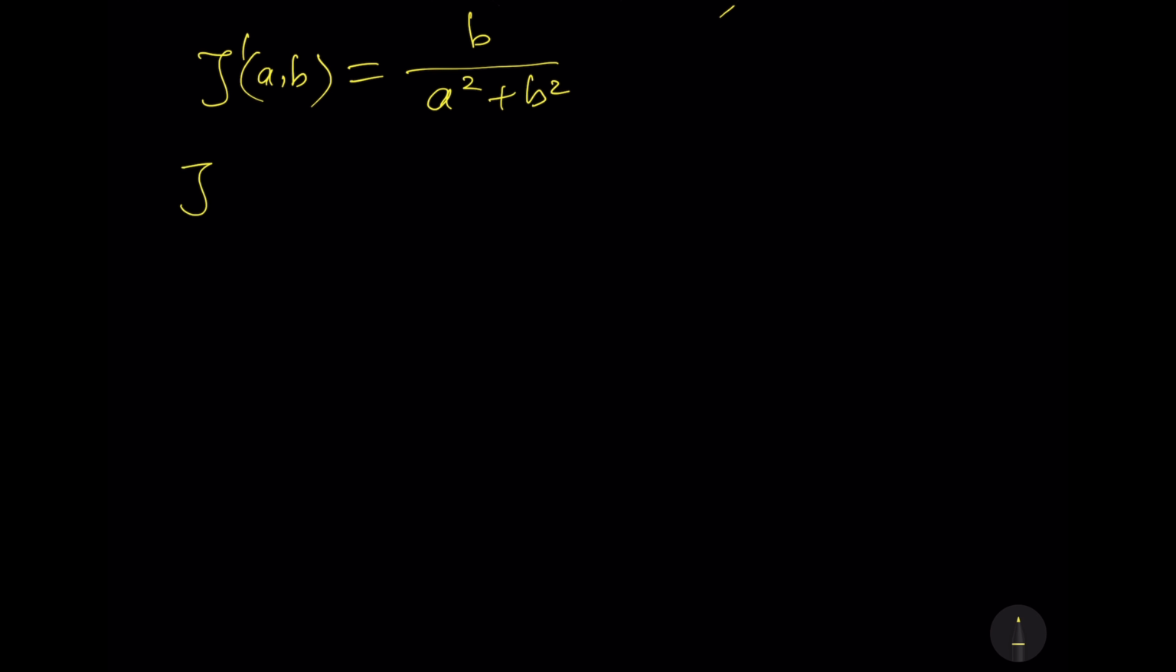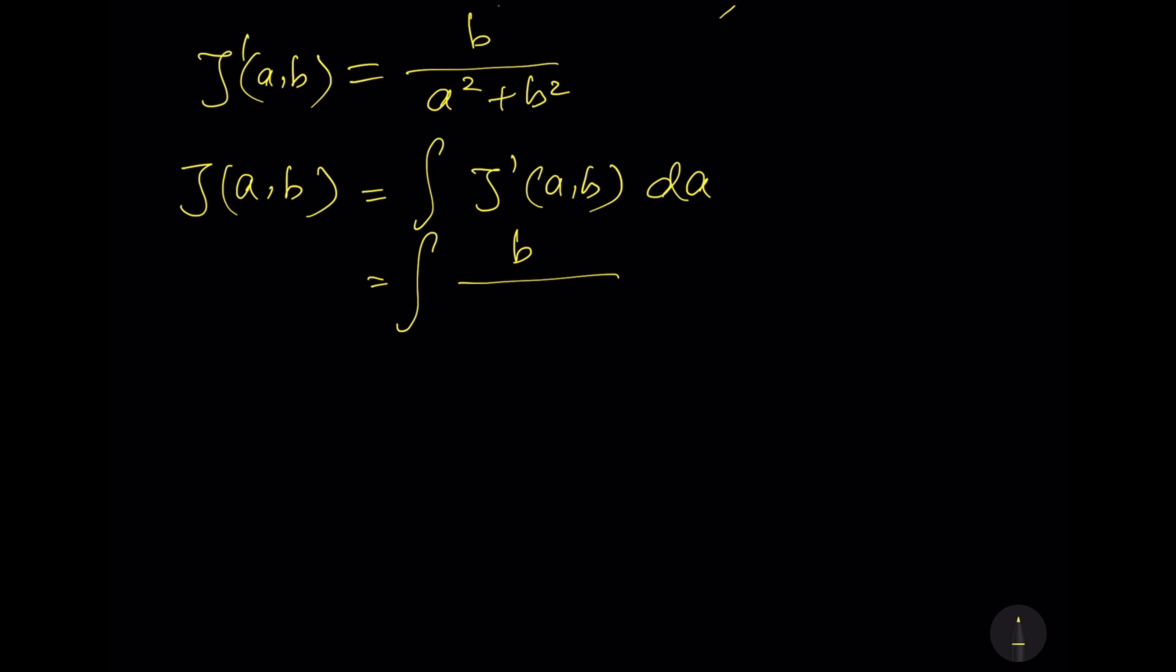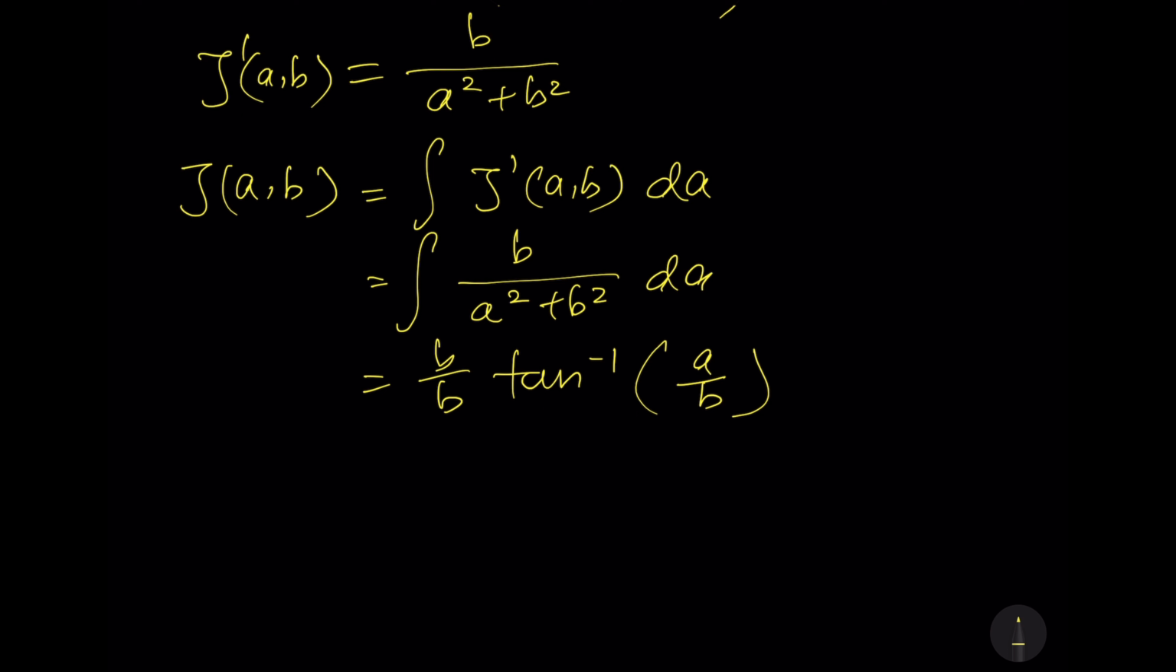From here, we can obtain J(a, b) by integrating J prime (a, b) with respect to a, which equals the integral of b divided by (a squared plus b squared) da, which equals b divided by b multiplied by inverse tangent of a divided by b, plus constant c. Of course, the b divided by b can be removed. How do we find the constant c?